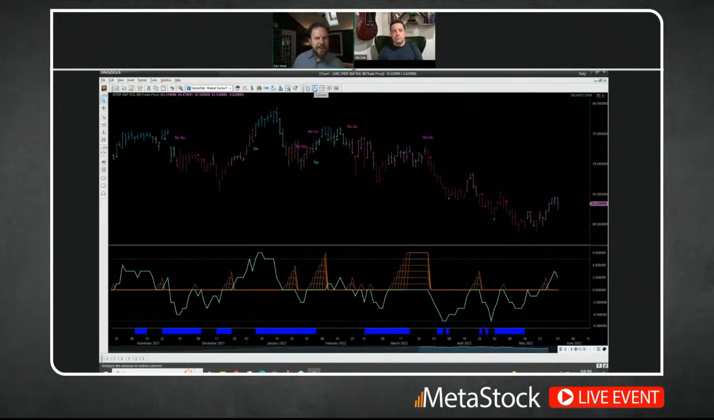This would be KRE. Okay, great. I can go to XLF if you prefer. No. So regional banks, right? They've started to improve. We saw a break above zero on the oscillator. We've got this relief rally. And so obviously covering shorts, right?